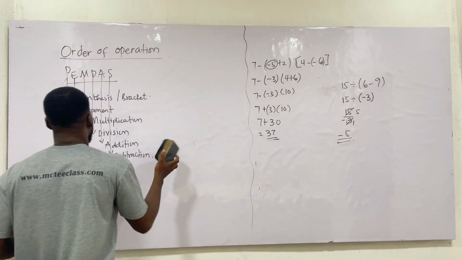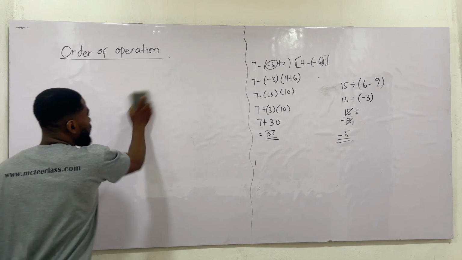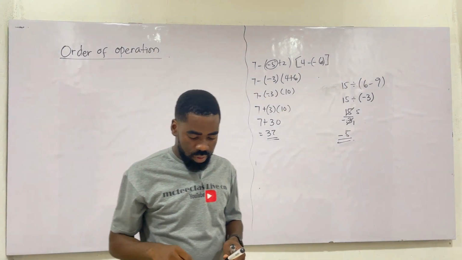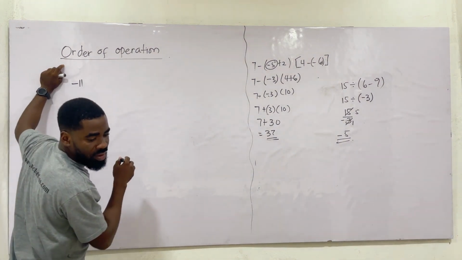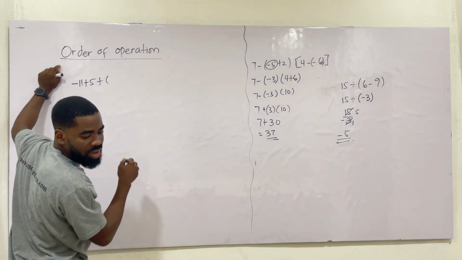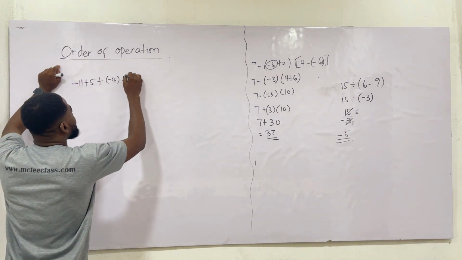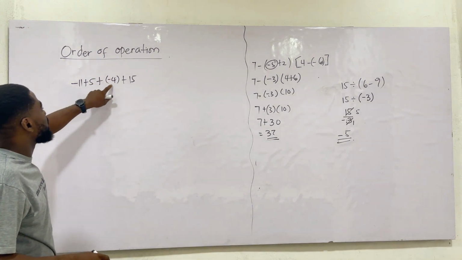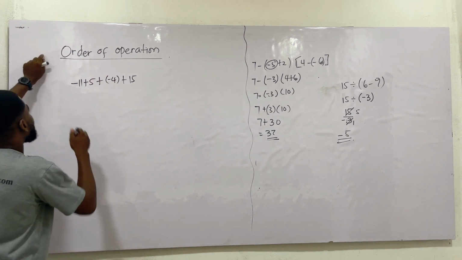Important. Very important. Let's take some more questions. Good. Now I have negative 11 plus 5, into bracket, plus 5, into bracket, negative 4 plus 15. Good. Now when you look at this, we have this parenthesis here, right? Which is a bracket here. But this thing means we are multiplying. So let's multiply this.